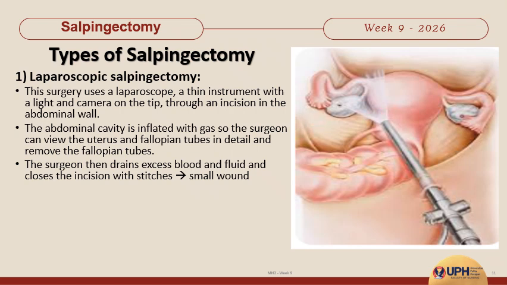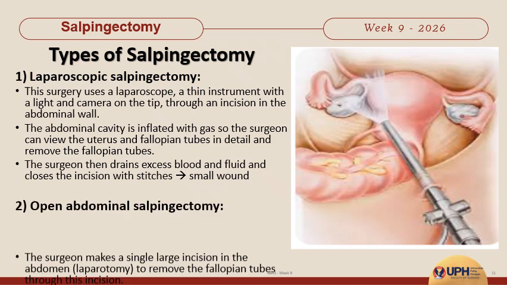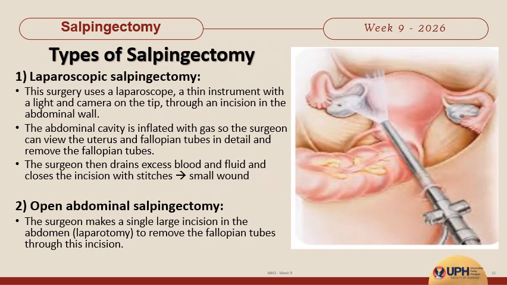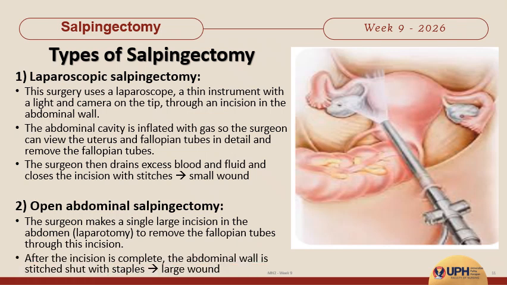The wound after this laparoscopic salpingectomy is actually small, but there are about 3 holes, so we have 3 small wounds on the abdomen. The next one, which we commonly use, is open abdominal salpingectomy. We do a single large incision on the abdomen and then remove the fallopian tubes through this incision. Sometimes we find very large wounds on the abdomen, and there will be a lot of stitches, sometimes done with staples.